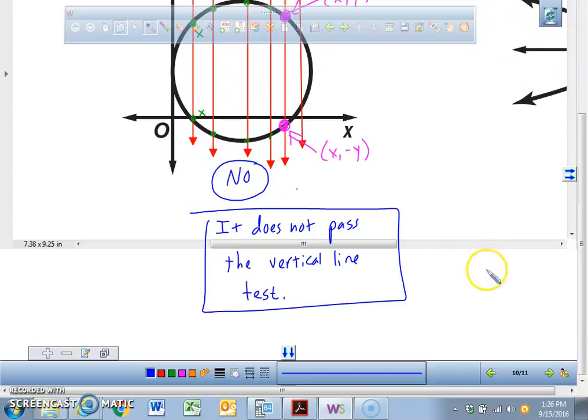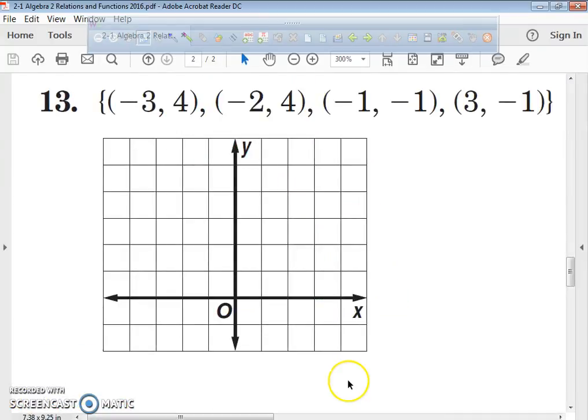Okay? So that's what you guys are doing on the first 9 problems. You are either saying, yes, it is a function, but if you do say, no, it's not a function, please justify your answer. All right, problem number 13.